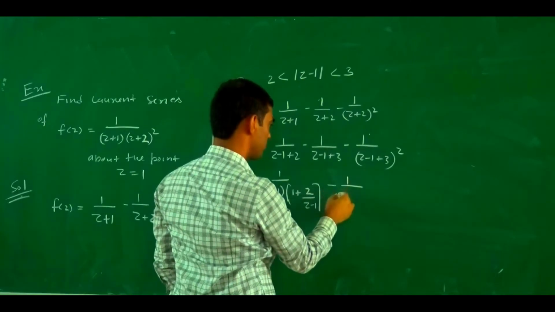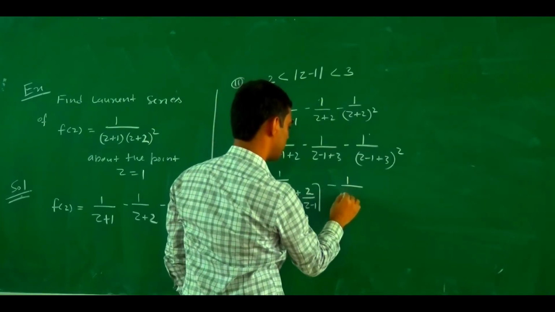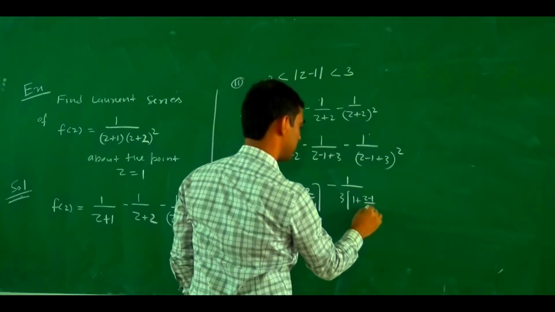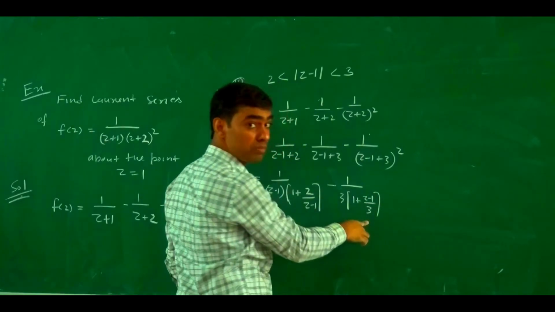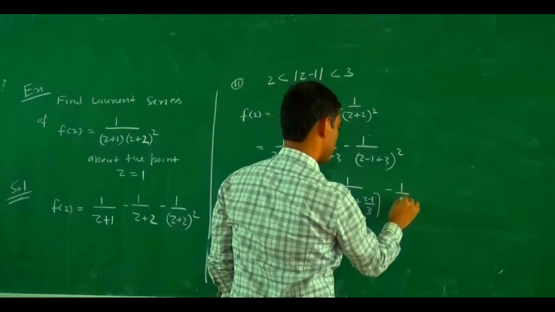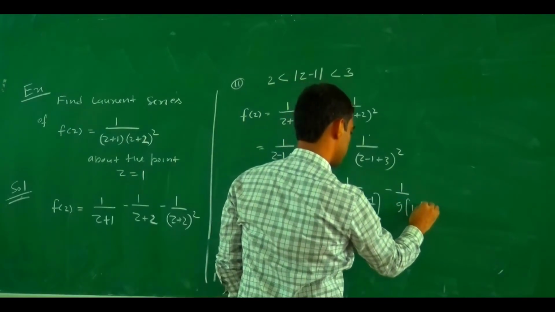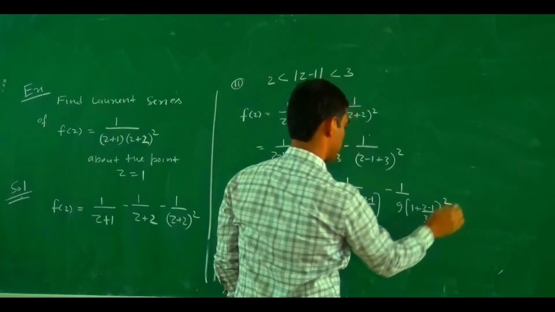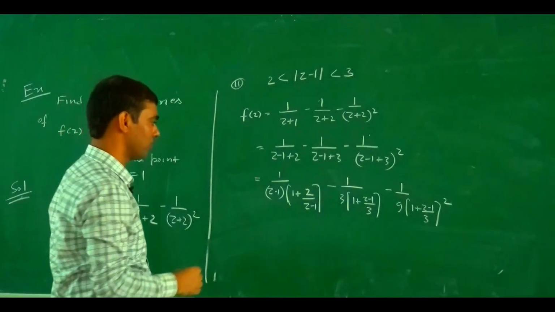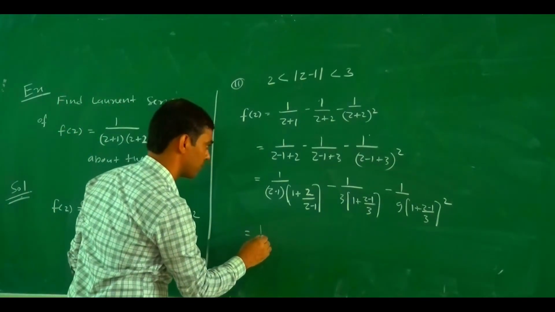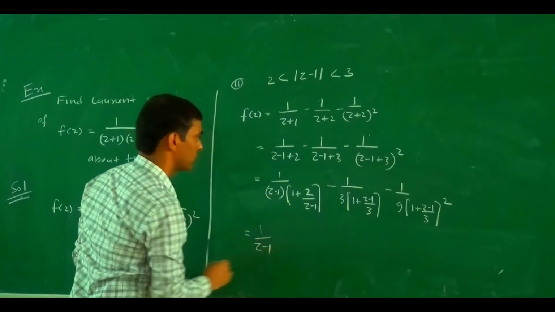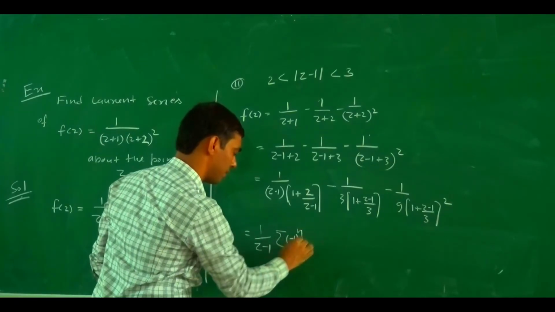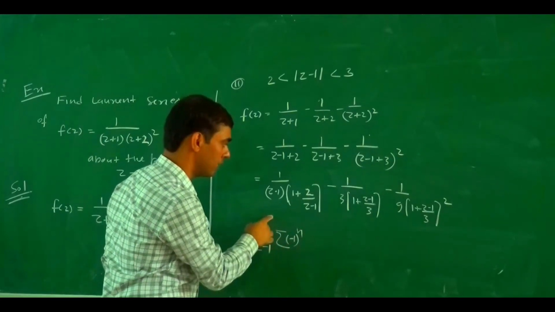So, this one becomes thrice outside, 3 outside, then this becomes 1 plus (z minus 1) by 3, because mod of z by 3 is less than 1. This becomes 1 upon 9, and this becomes 1 plus (z minus 1) by 3 outside. It's good. So, now binomial expansion of this one: 1 upon (z minus 1) outside, (z minus 1) outside, inside, this one becomes summation, minus 1 to power n. By default, this one is from n equals 0 to infinite.